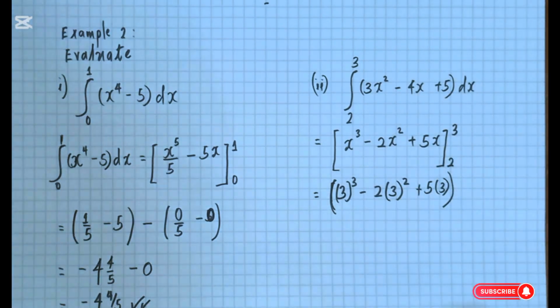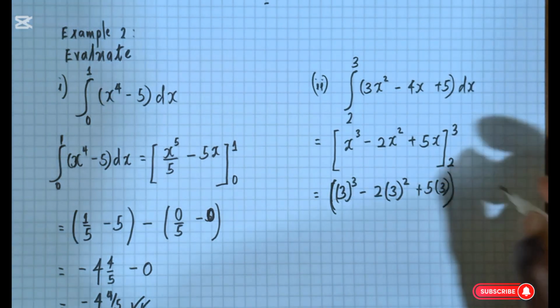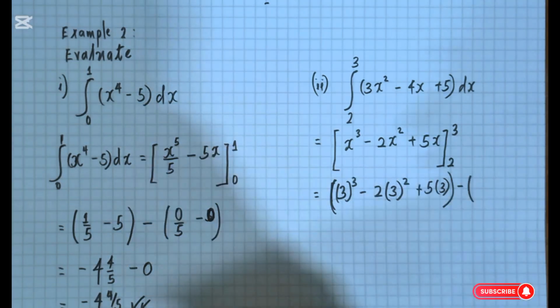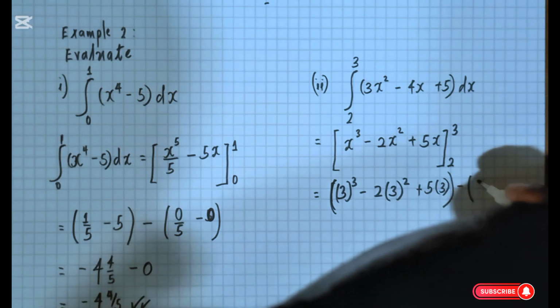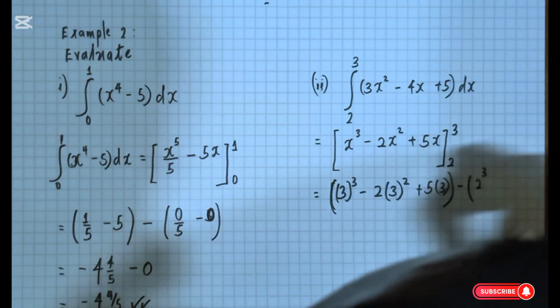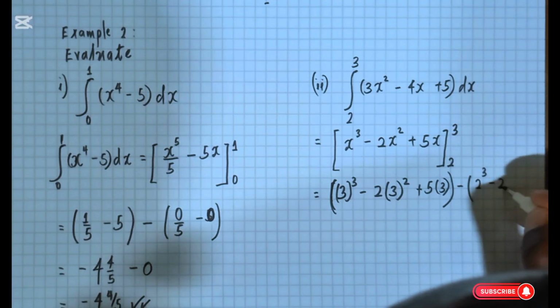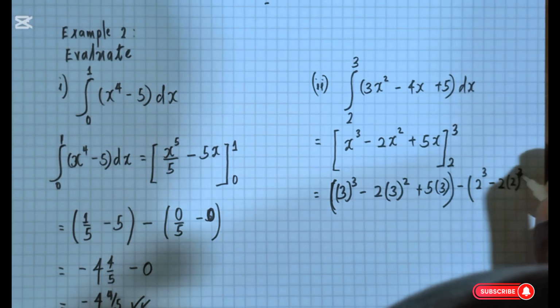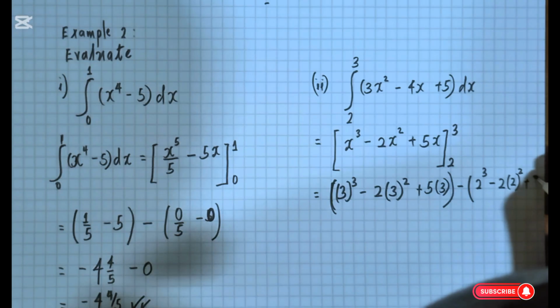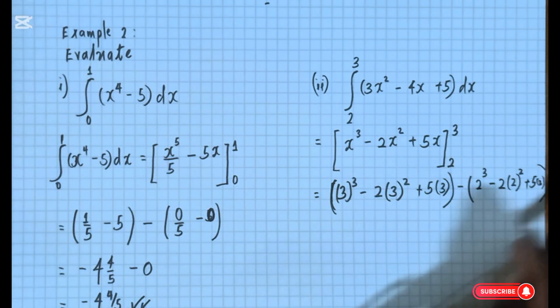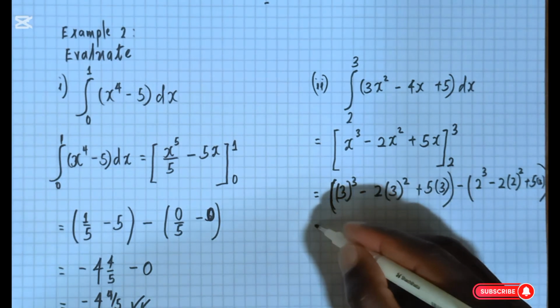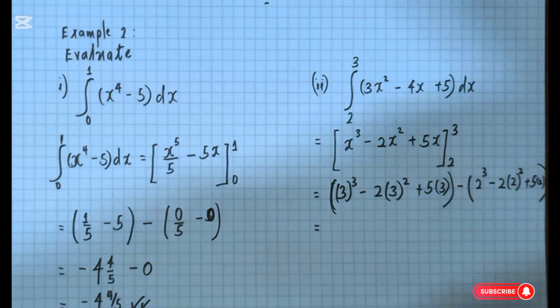All right, so that is for the upper limit, minus everything in the lower limit. Wherever we have x, we're going to have 2 for this equation, so that's going to be 2 cubed, minus 2 into 2 squared, plus 5 into 2. I'm really sorry you're not able to see that, but that is 5 into 2. So I want you to key this into your calculator and tell me what you are getting, and then maybe we proceed from there.